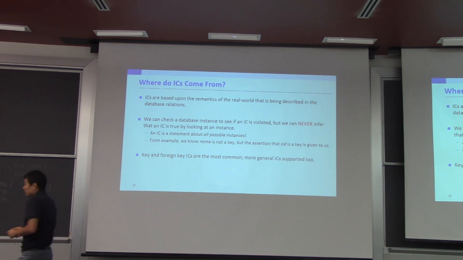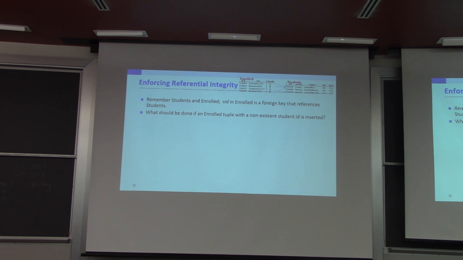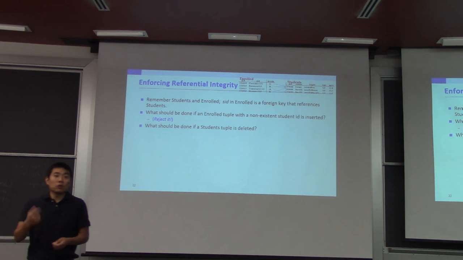Okay? Now, enforcing referential integrity constraint. In particular, foreign key constraint is what we call a referential integrity constraint. In particular, think about what happens if a non-existent student ID is inserted. For example, somebody is trying to register for my database class, but he or she hasn't got a UID yet. What happens? Right? That's a scenario that applies to this example. Well, you should reject it. If you have this foreign key constraint in place, you should reject it. Students should not be able to register for classes until they are formally a student of the university.